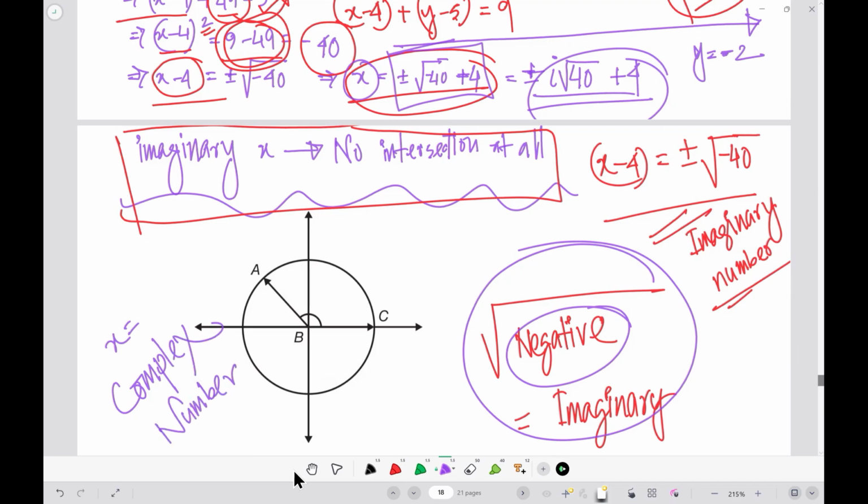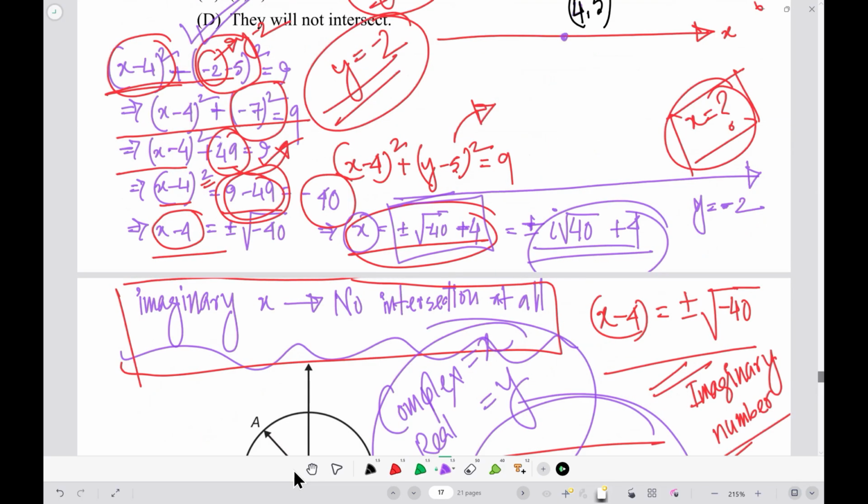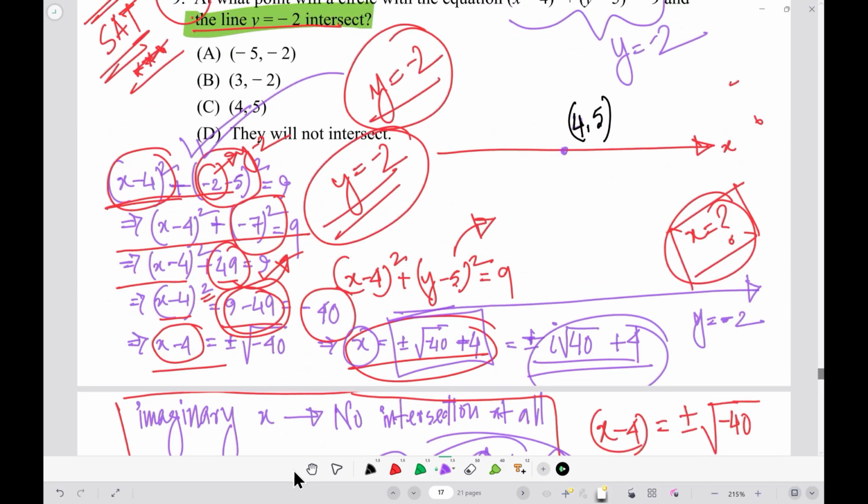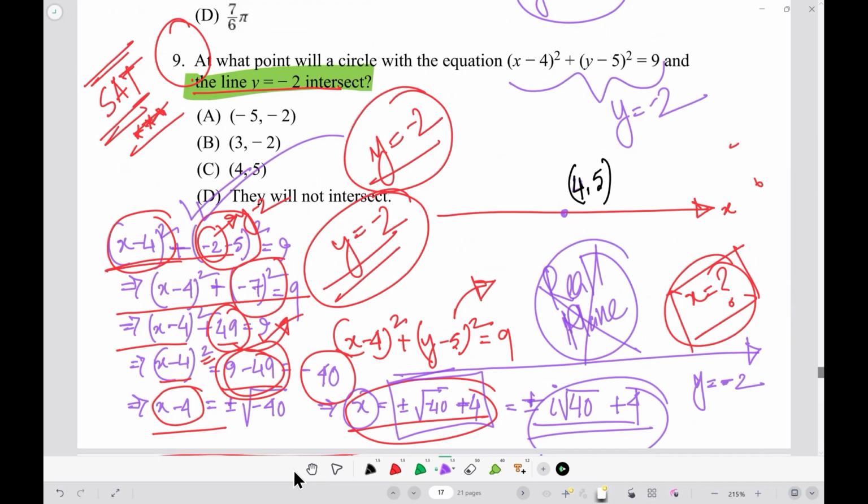So that's why x has a complex number, and y has a real number, so it will never ever intersect each other in the real plane. Sorry for the complicated words. Real plane, you don't need to understand what is actually a real plane. So they will not intersect each other, okay?